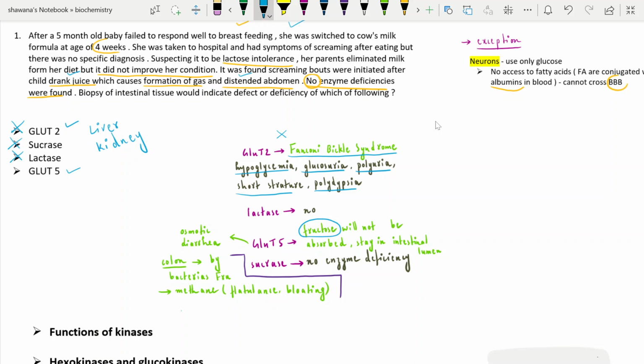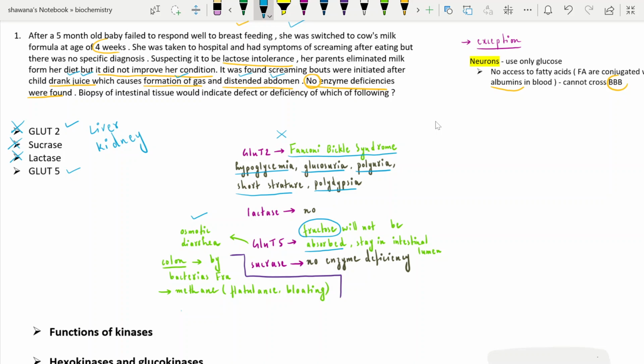It means that the juice drunk may contain fructose. It may be fruit juice, and fruits are full of fructose. So fructose is not absorbed, and it stays in the intestinal lumen. When it is present in the intestinal lumen, it will attract water, and it results in osmotic diarrhea. Also, the bacteria of our colon, the large intestine, convert fructose to methane, and methane is a gas which results in bloating and flatulence, distended abdomen, and formation of gas.